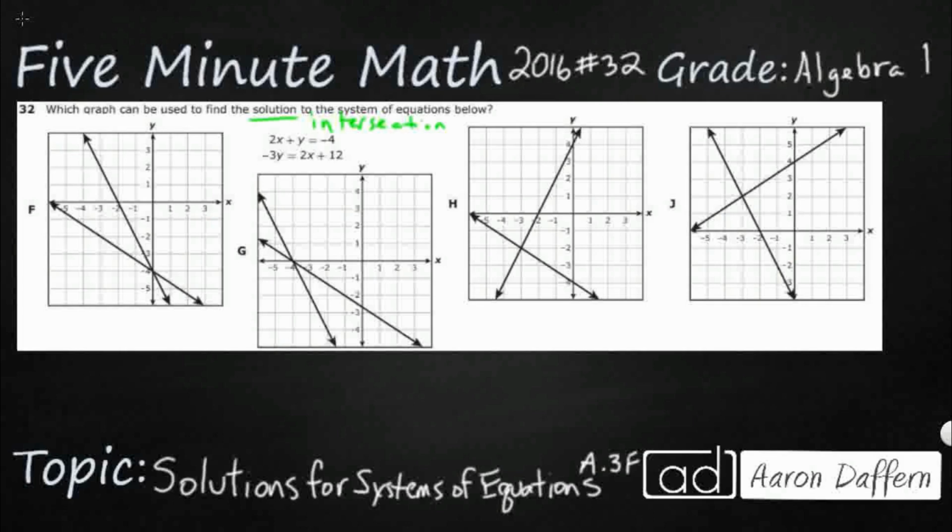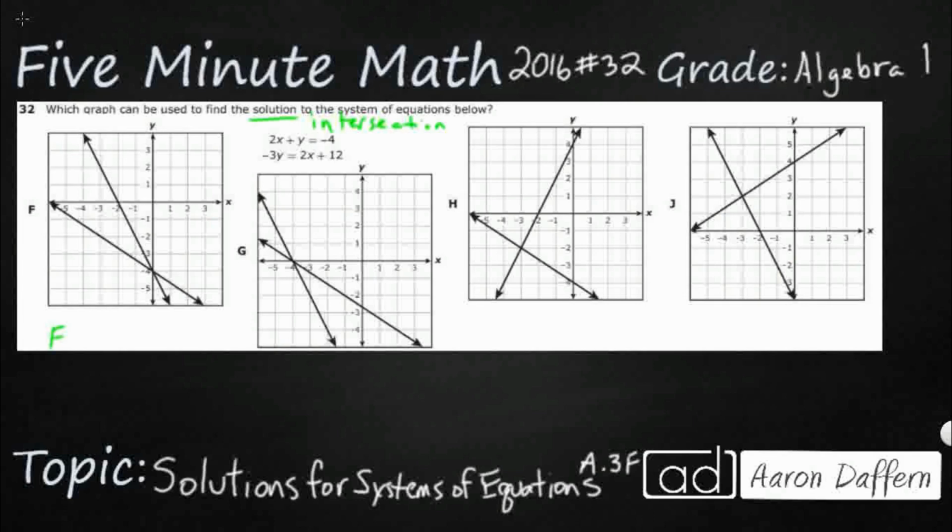Well, we've got a few options. One option would be to find these points. It does look like each of them land right on an integer here. So you could take the x and the y value from f, g, h, and j, and then you can substitute both of those into each of these equations. And if you get a true statement for both, that is the solution. I'm going to show you a different method.